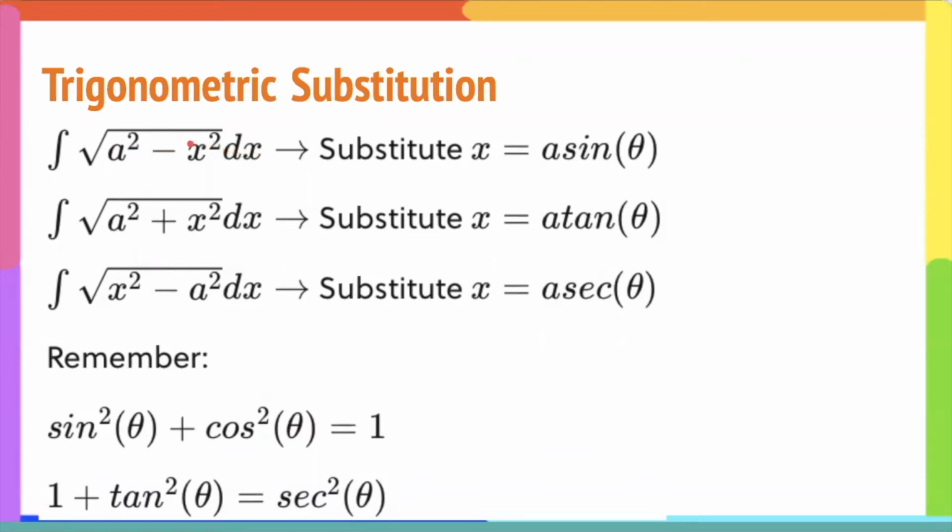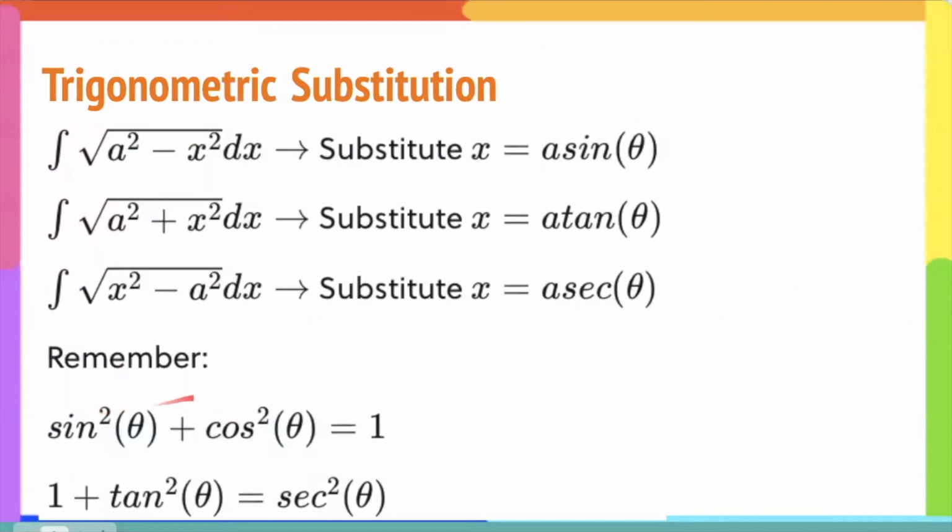So what you do is you substitute x equal to something. For this first case, you substitute x equal to a sine of theta. For this case, you substitute x equal to a tangent of theta. And for this last case, you substitute x equal to a secant of theta, where secant of theta is just the same thing as 1 over cosine of theta.